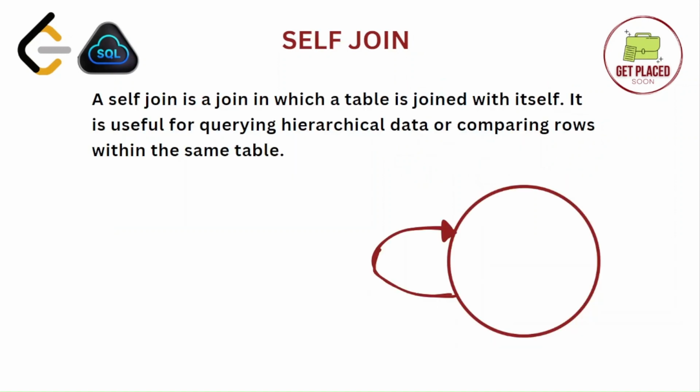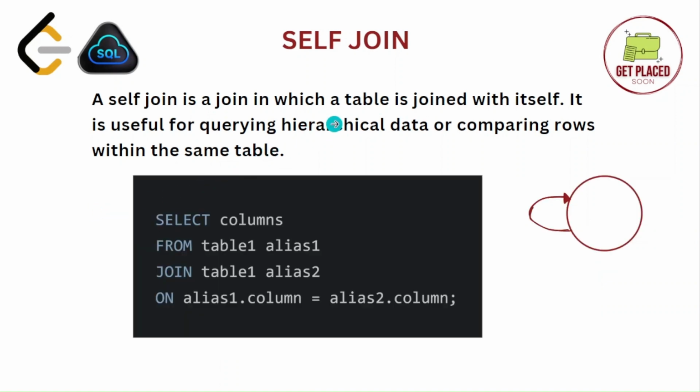Okay, now moving ahead, we have self join. Self join is a join in which a table is joined with itself. Only one table we have, we will create aliases of the table for better understanding, better comparing the rows within the same table. So self join is a join in which table is joined with itself. Right, so here you can see we are selecting columns from table alias 1 join table alias 2. So same table name but alias 1 and alias 2. The keyword here is just join, no self join. Okay, and we mention the condition alias 1 dot column is equal to alias 2 dot column.